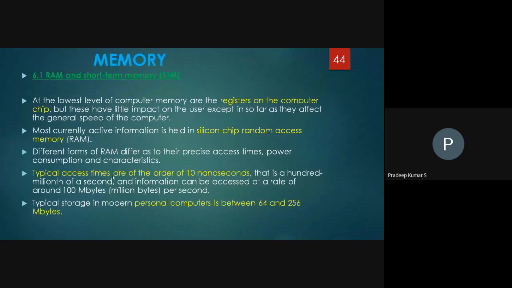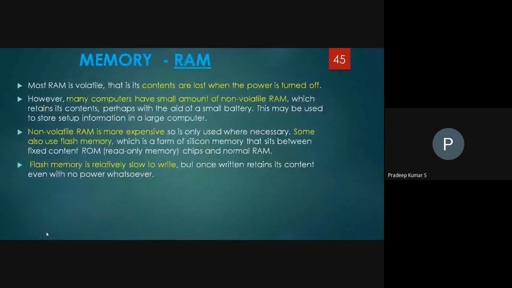Here the data access is very fast in the RAM. It is in the order of 10 nanoseconds. The storage capacity of RAM is in between 64 to 256 megabytes only. Usually you know that RAM is volatile memory. It is erased whenever the power has gone; the content is lost.